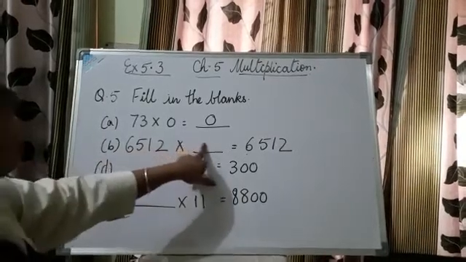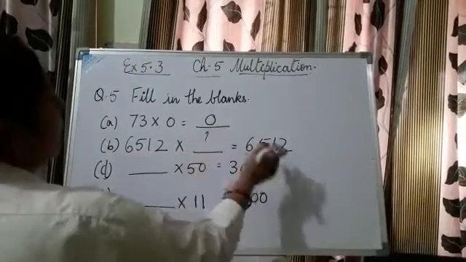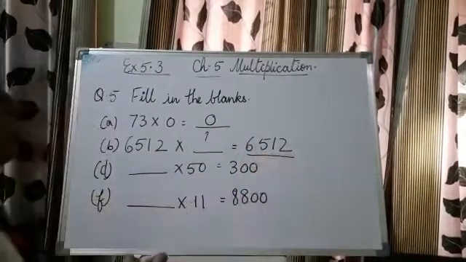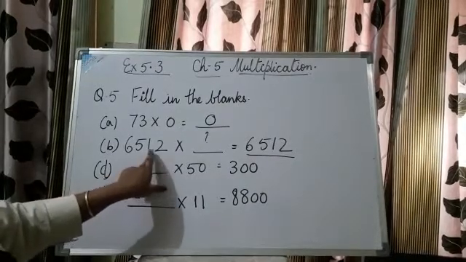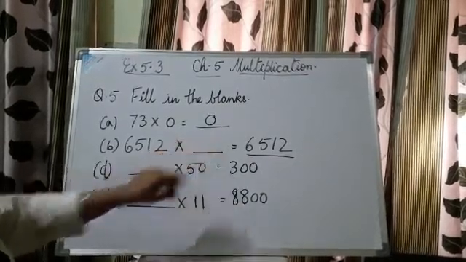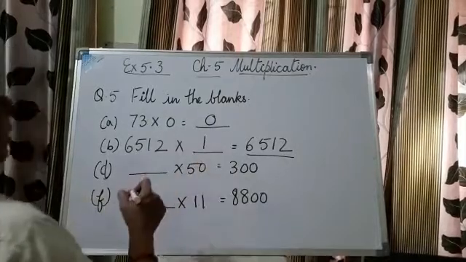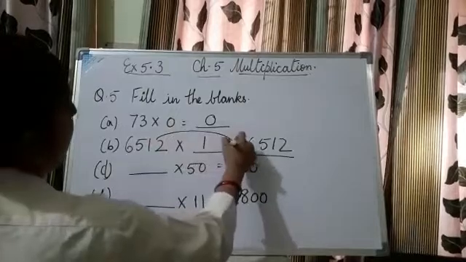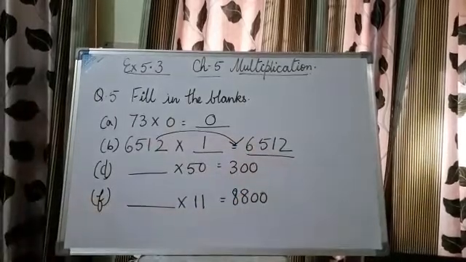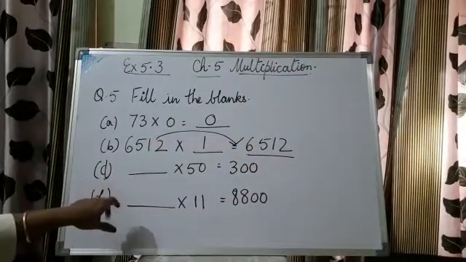Second blank says 6512 multiplied with what will give you again 6512, which means the second rule, any number multiplied with 1, when you multiply any number with 1, gives you the number again itself.